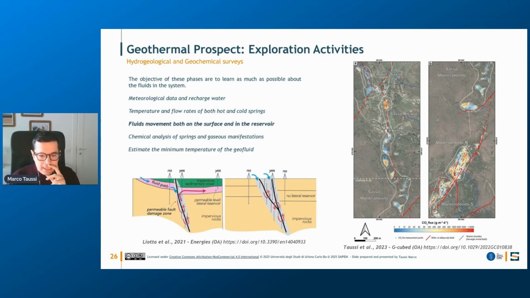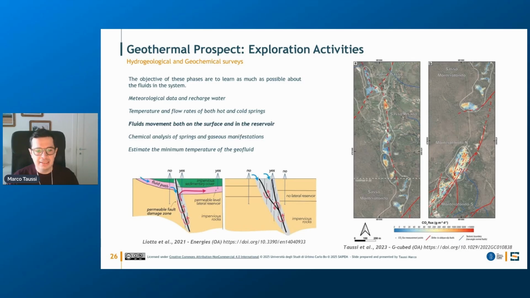And finally, we don't just have water, the liquid fluid, but also the gaseous aspect. For example, we can measure, as in the image on the right, the CO2 fluxes, which is one of the main gases present in geothermal fluids, which can be released to the surface by mapping its spacing, therefore, the intensity of the emission in specific areas of interest.